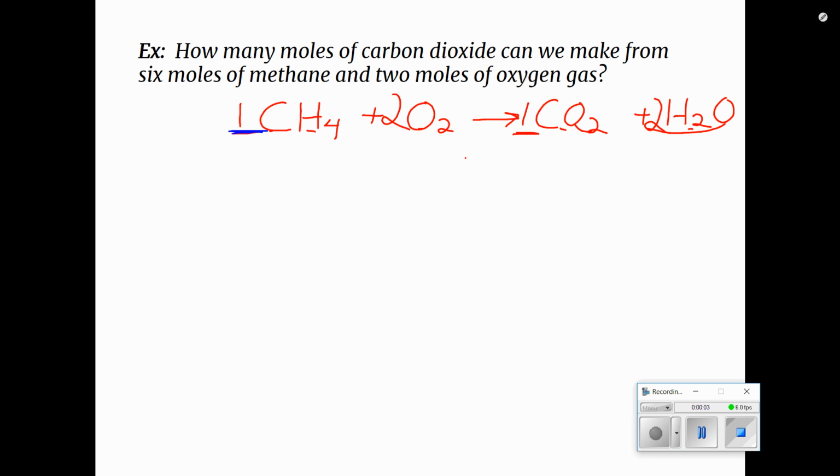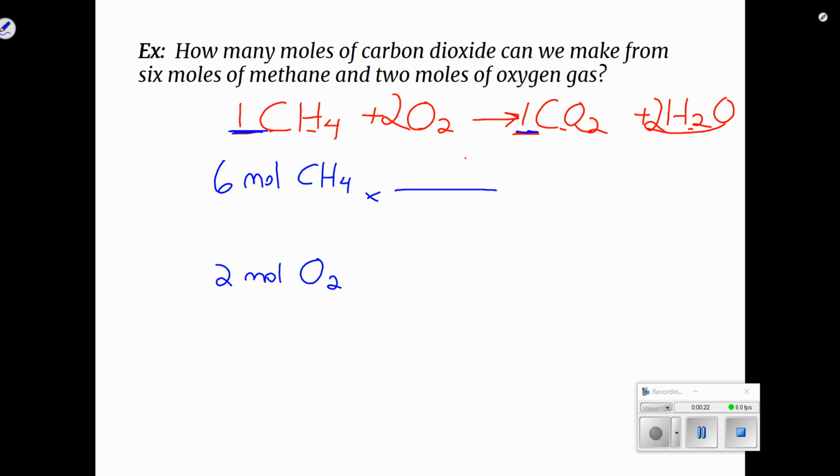All right. So the goal here is to figure out how many moles of carbon dioxide I can make if I'm given 2 amounts of reactants: 6 moles of methane and 2 moles of oxygen.